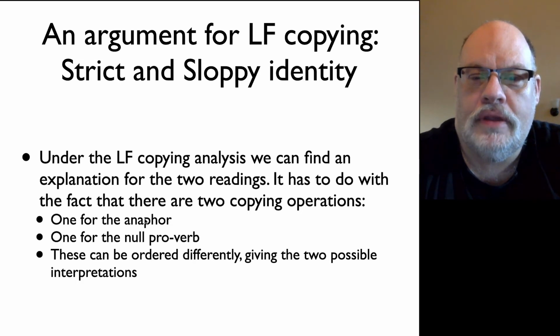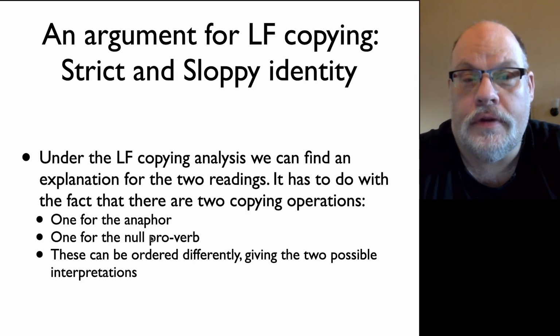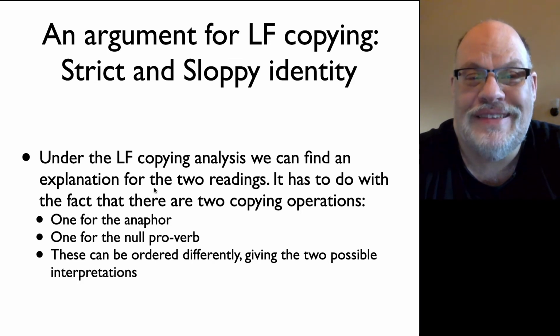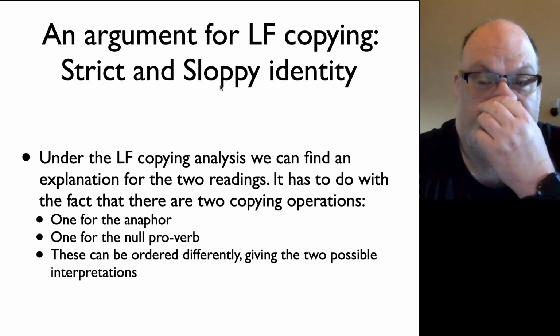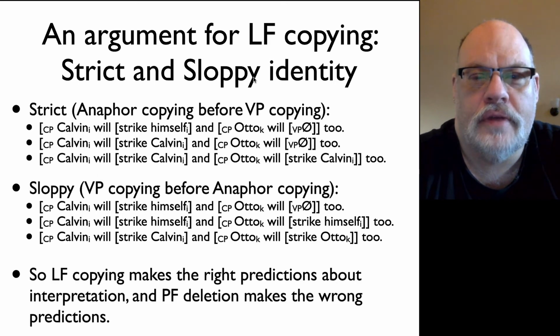And by doing these things in two different orders, we actually give rise to two different interpretations, which precisely align with the strict and sloppy identities. So the LF copying hypothesis predicts the existence of these two interpretations. So let's run through these two derivations, and we'll see how we get the two different interpretations.